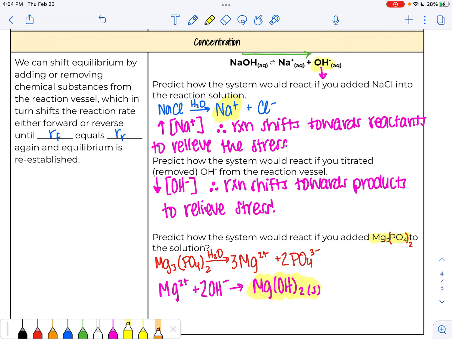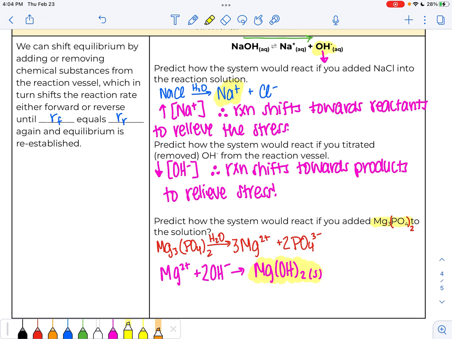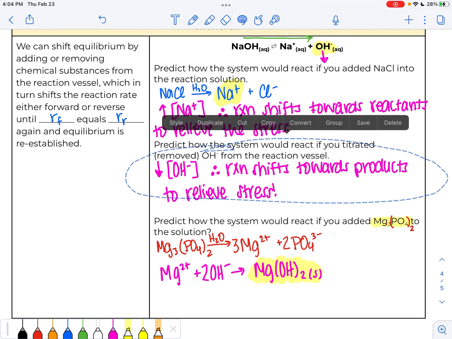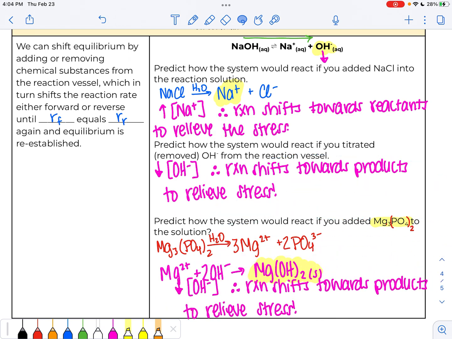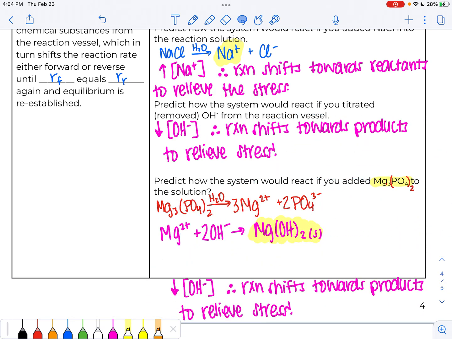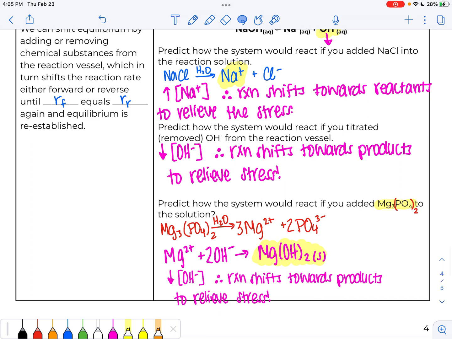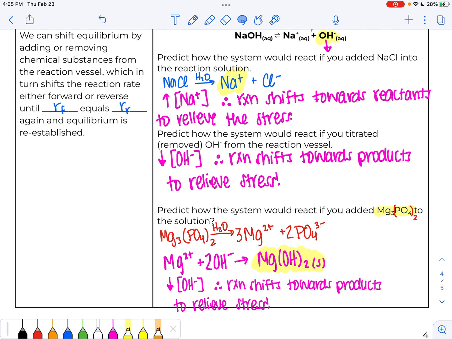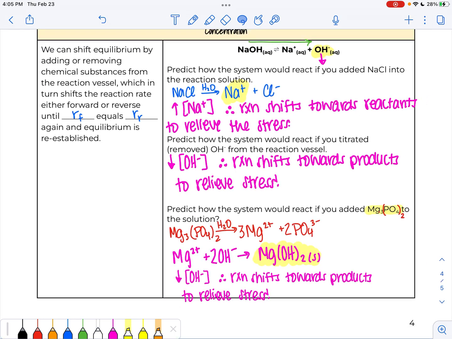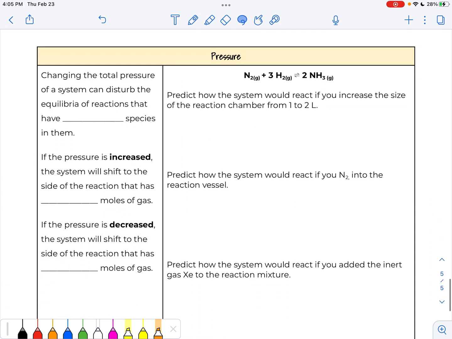So effectively, what am I doing? I'm decreasing the concentration of hydroxide again. If I'm decreasing the concentration of hydroxide by precipitating it out of solution, what's going to have to happen to my NaOH reaction? It's going to shift towards the products, the exact same thing as we said for this one. Because I am removing some OH from solution, my reaction is again going to shift towards the products to relieve that stress. Gotta know your solubility rules.